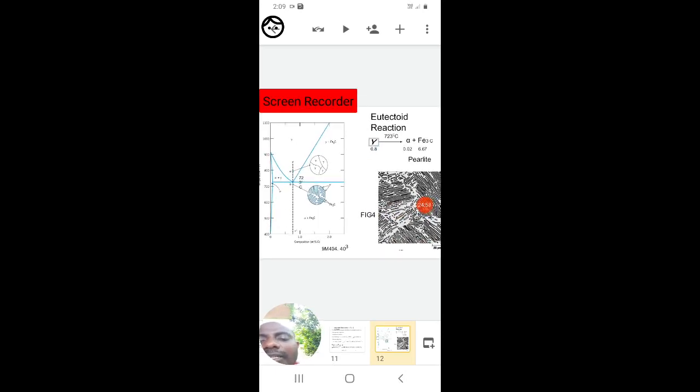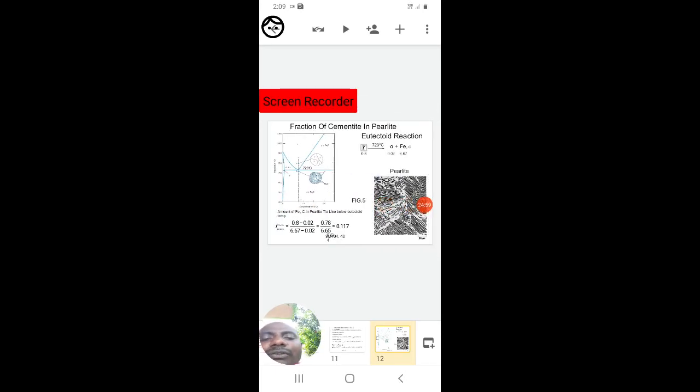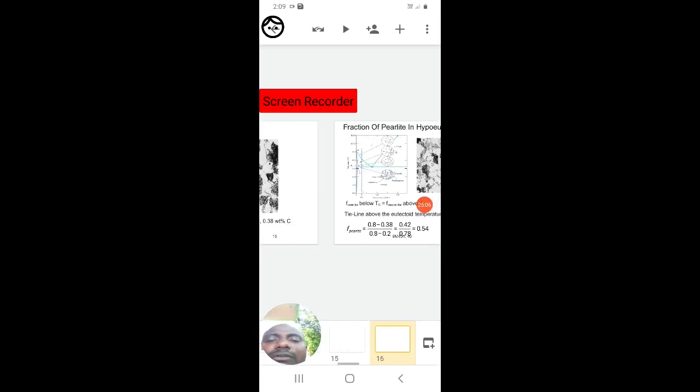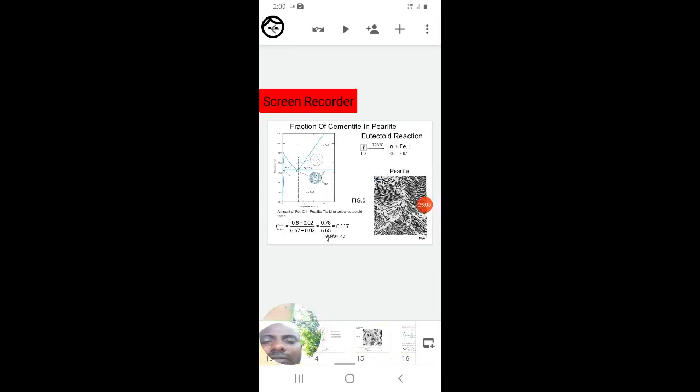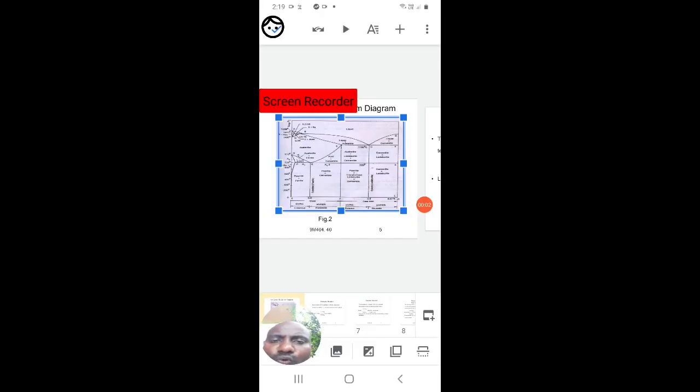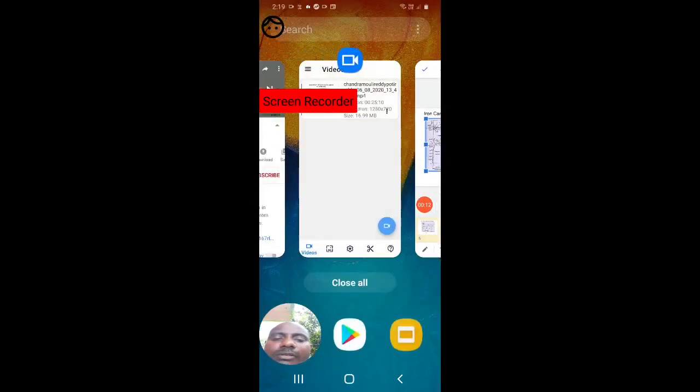Next, you will see how, in these eutectoid reactions, the fractions of cementite and ferrite are evaluated, in this type of flow chart. Then, how the isothermal lines are drawn in the iron carbon equilibrium diagram. You will see the animation for this.